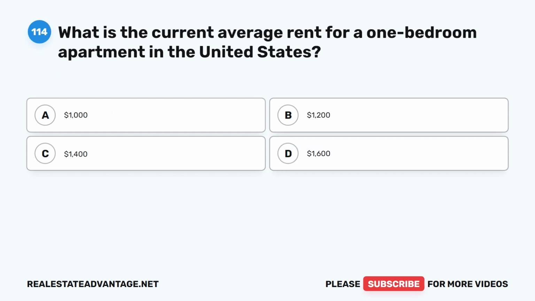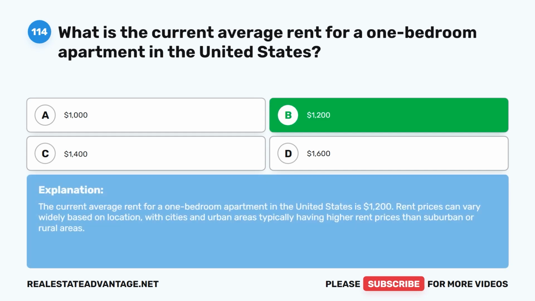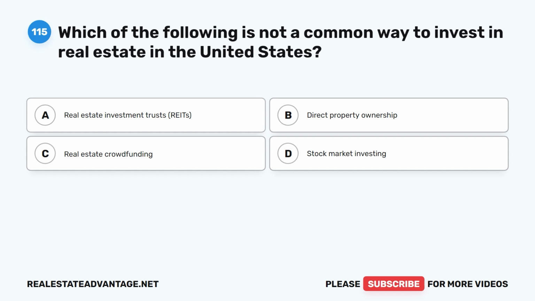Question 114. What is the current average rent for a one-bedroom apartment in the United States? A, $1,000. B, $1,200. C, $1,400. D, $1,600. The correct answer is B, $1,200. The current average rent for a one-bedroom apartment in the United States is $1,200. Rent prices can vary widely based on location, with cities and urban areas typically having higher rent prices than suburban or rural areas.